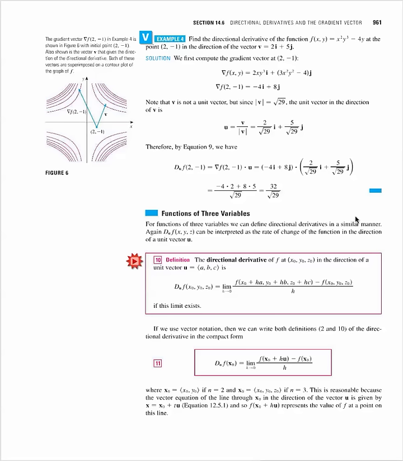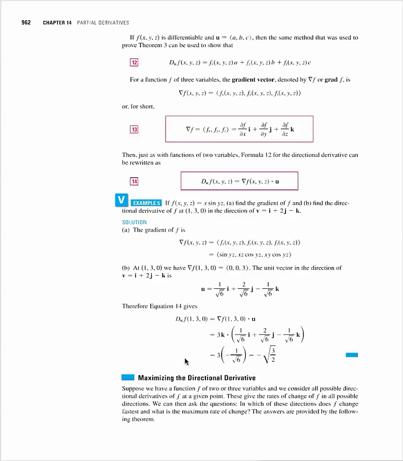Below that, we talk about what happens with functions of 3 variables, and it's really the exact same development. We talk about the gradient vector for functions of 3 variables. It's the vector with 3 entries, and the entries are df dx, df dy, and df dz. And again, the directional derivative in the direction of a unit vector u is just the gradient of f dot u. And example 5 shows a great computational example.